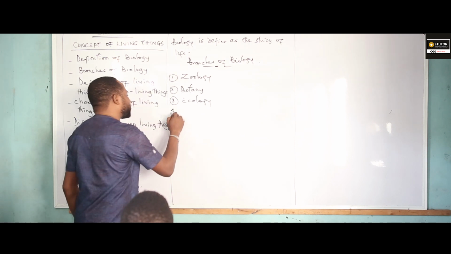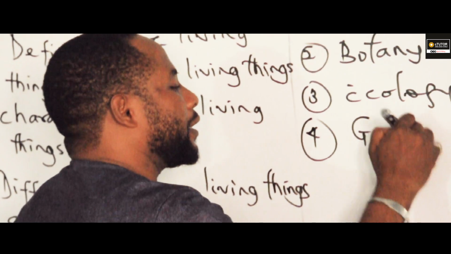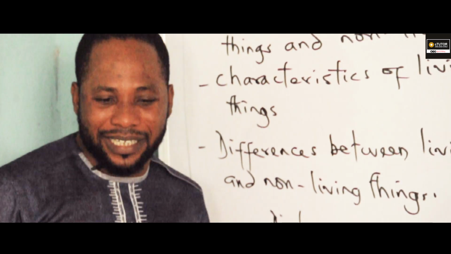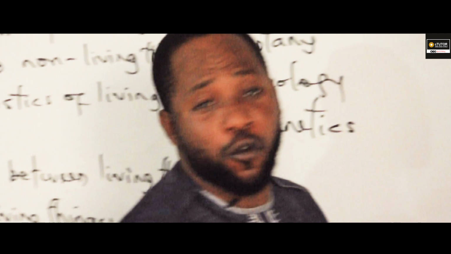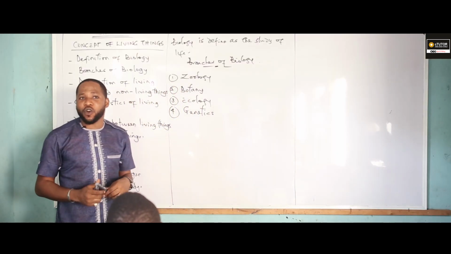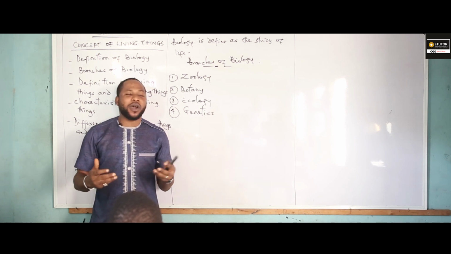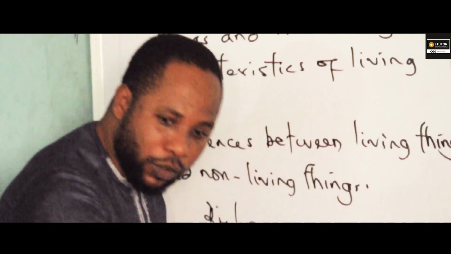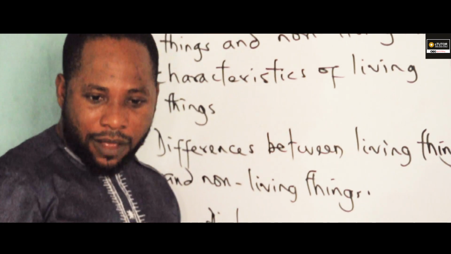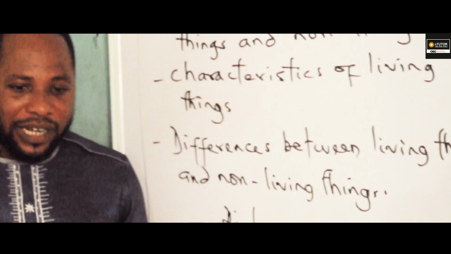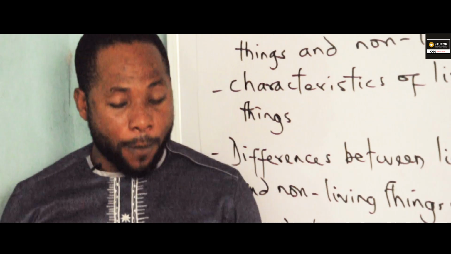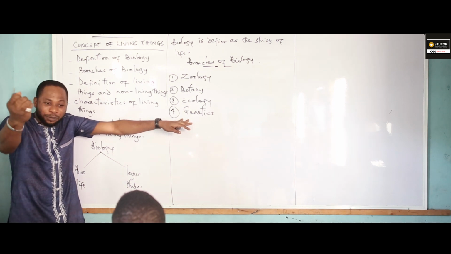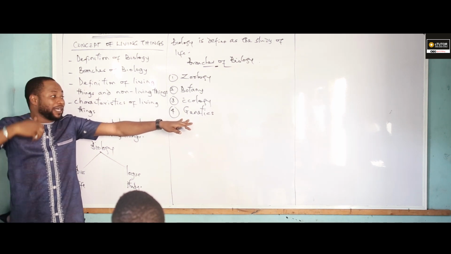So the next one, number 4, we have genetics. Genetics is a branch of biology that deals with the study of heredity and inheritance. The word heredity simply means the transmission of traits or characters from parent to offspring, which comes from one generation to another. For instance, I have some traits from my dad, and I have some traits from my mom, a combination of traits from both. You understand? So the branch of biology that studies how traits are transmitted from my parents to me is called genetics.